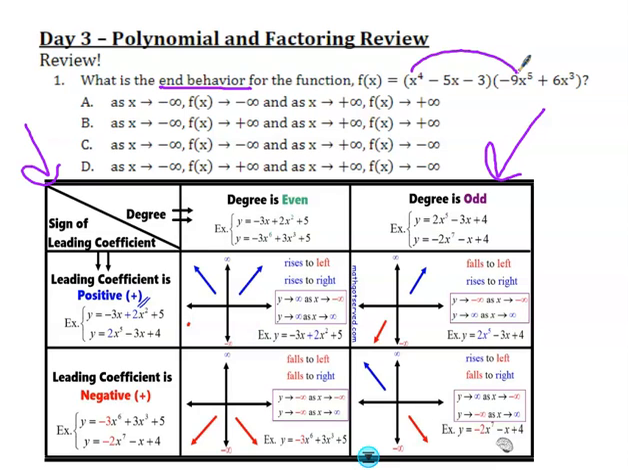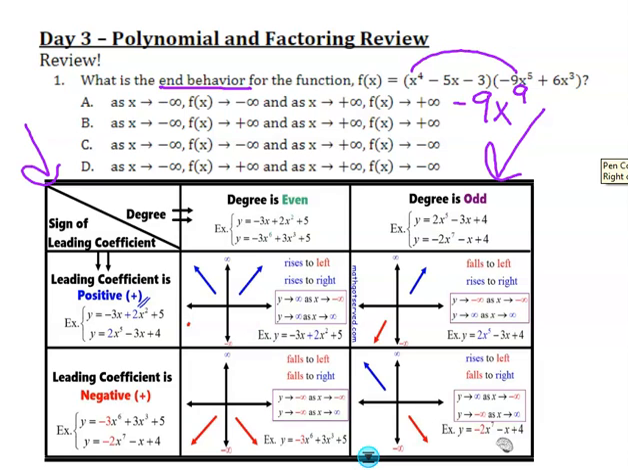How many times is it going to turn? How many times is it going to cross the x-axis and give us x-intercepts? So that is a key feature. So x to the 4th times negative 9x to the 5th is negative 9x to the 9th, okay? So that is our highest degree.